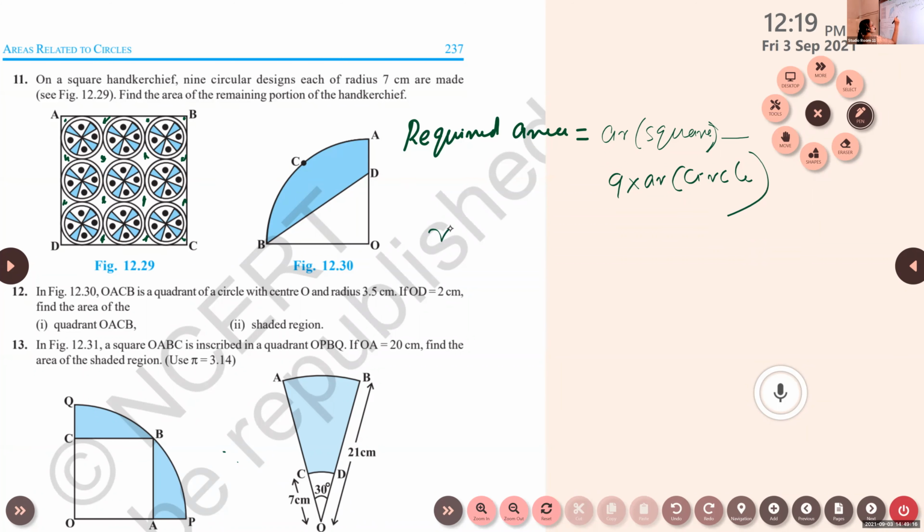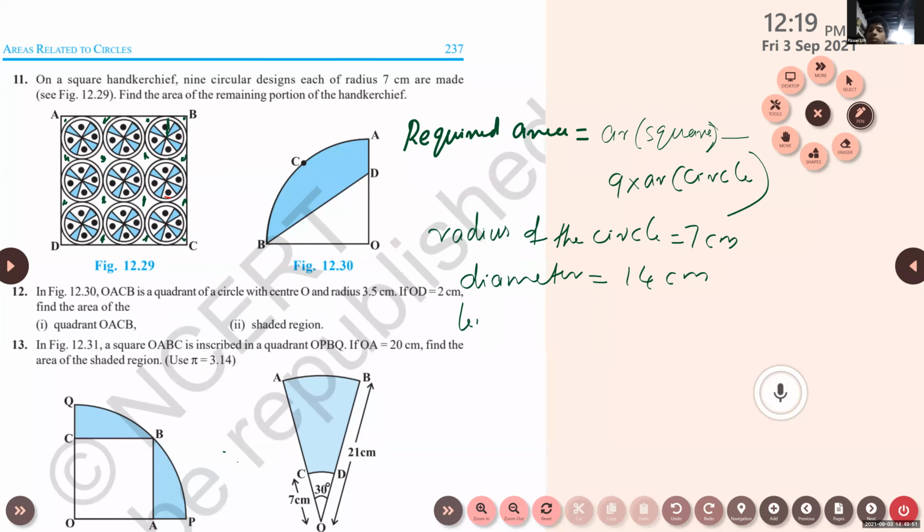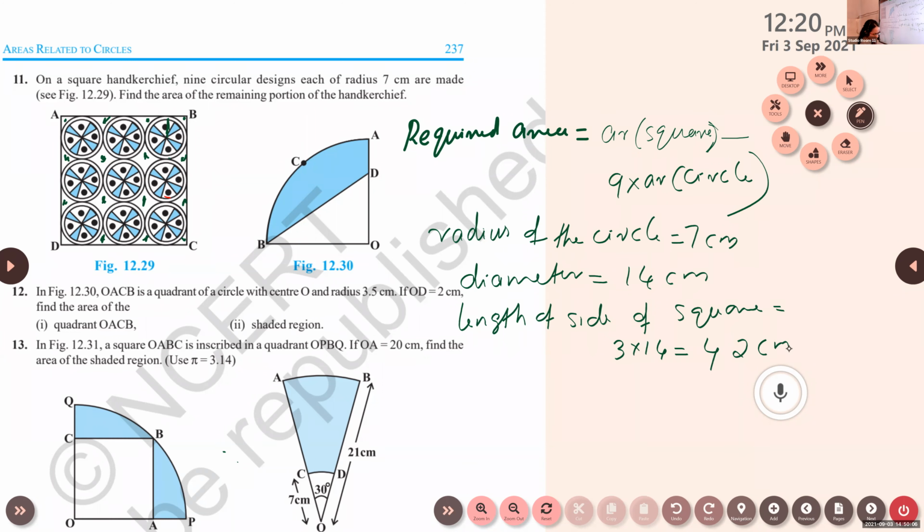Radius of the circle is given. How much is it? 7 centimeter. Radius or diameter? Radius. Radius of the circle is 7 centimeter, so what is the diameter? Diameter is 14 centimeter. So what is the length of the side of the square? How many diameters are there for a side? Three diameters. So length of side of square equals 3 into 14, 42 centimeter.